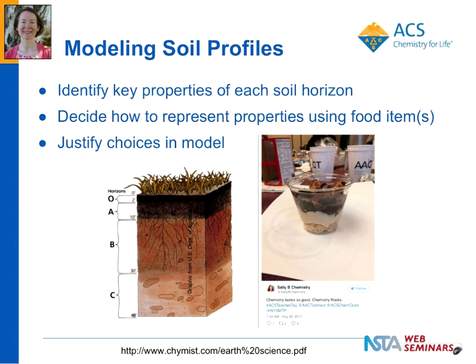So for this one, to model soil profiles, the handout itself talks about each soil horizon, and those are the pieces labeled there with the capital letters O, A, B, C, and one that's not shown on this particular diagram is R, that would be bedrock underneath. But we asked students in the handout, how would you show those properties using food items?